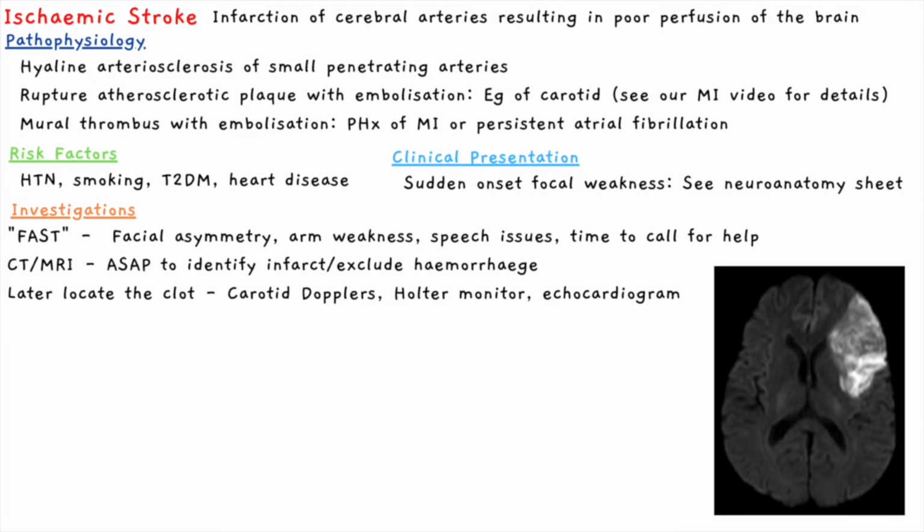So, going on to investigations, the FAST acronym is a good screening tool, which stands for facial asymmetry, arm weakness, speech issues, and that means it's time to call for help. Those are the most common focal weaknesses or clinical presentations, but are by no means exhaustive. The diagnostic investigation is a CT or an MRI, which is shown here. This is important to do as soon as possible to exclude hemorrhage and identify the infarct, because as we will learn, treatment is time sensitive.